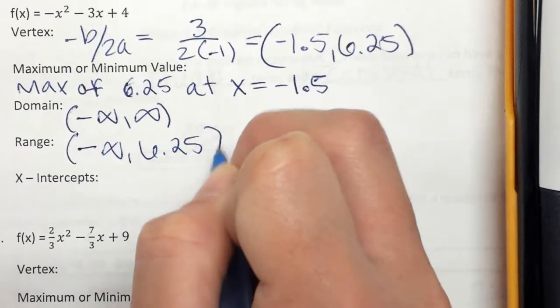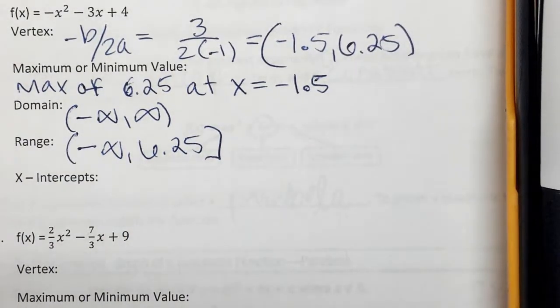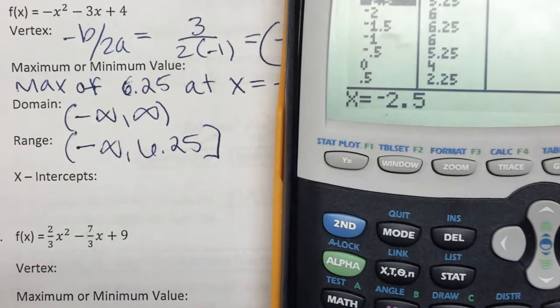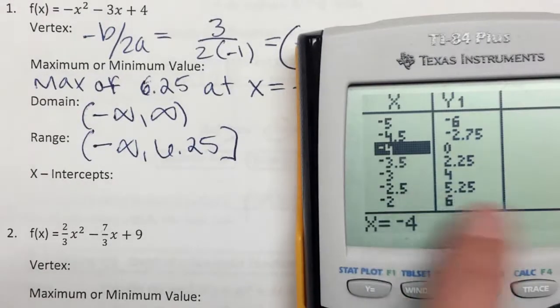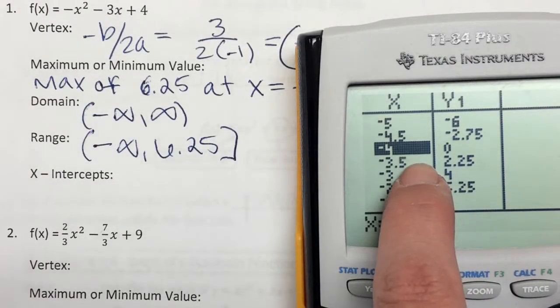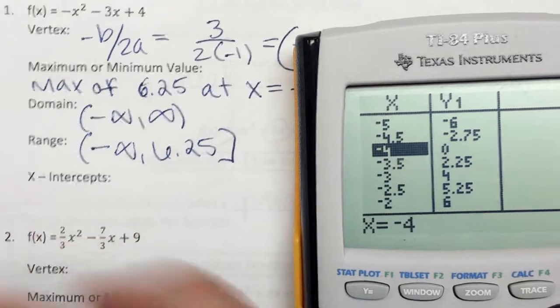Very good. So all of that came from the vertex. Now for the x-intercepts. There are 2 ways you can find it. X-intercept is when what is 0? When y is 0. So let's look at our table and see if we can find anywhere where 0 is. There's one of them, right? So -4 is one of the x-intercepts.